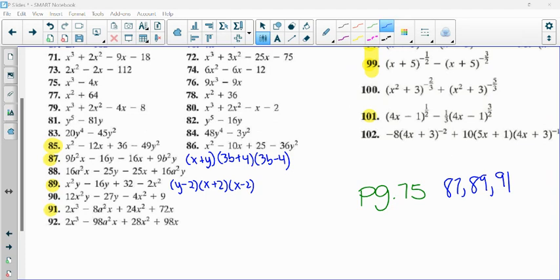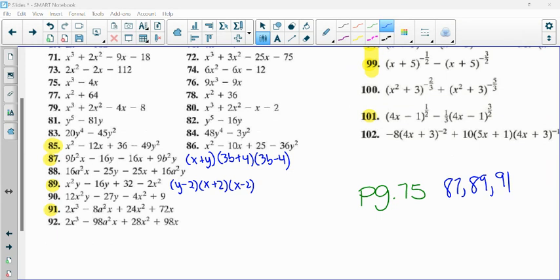So for 89, you want to group the x squares together, and then anything else that remained. Okay, because I'm going to factor this by grouping, because there's nothing that's going to factor with like SAM, or there's no perfect square trinomials here.